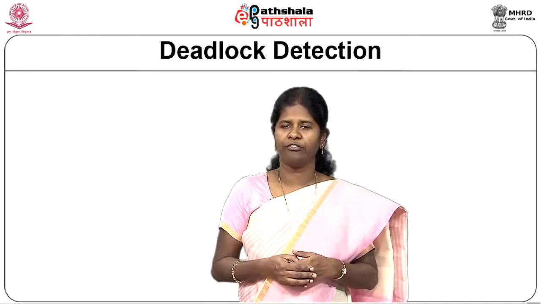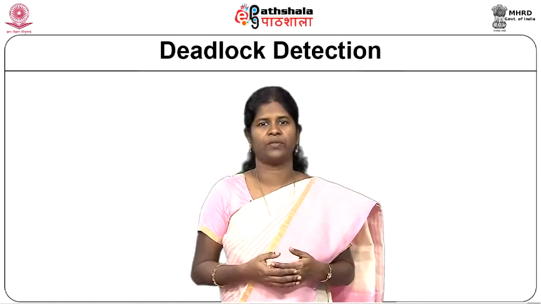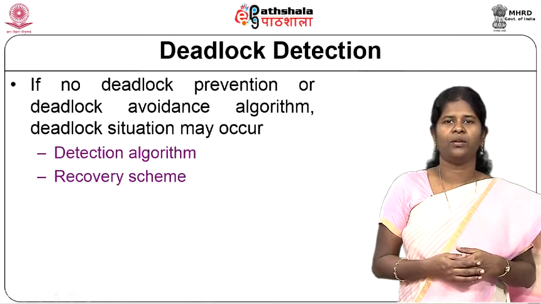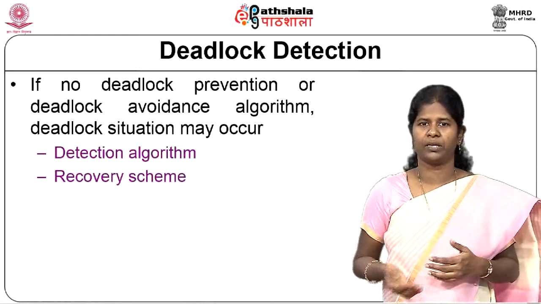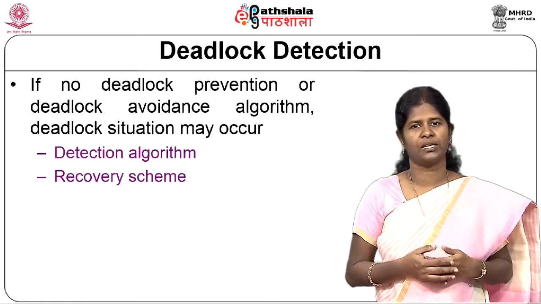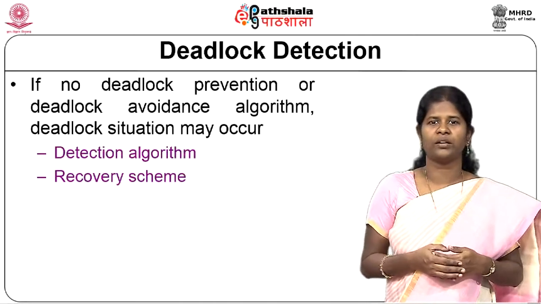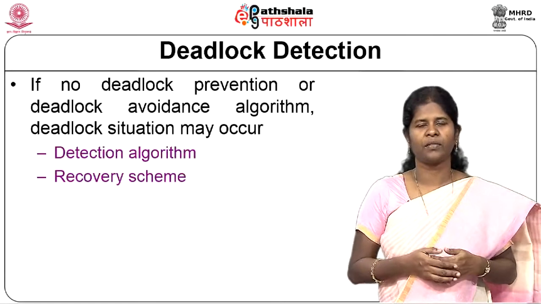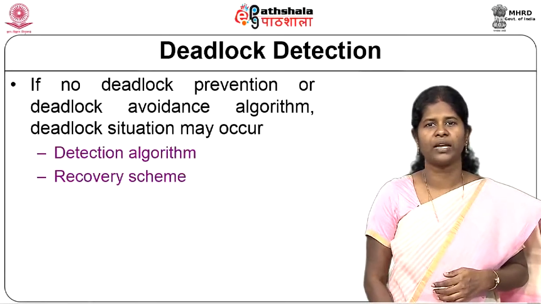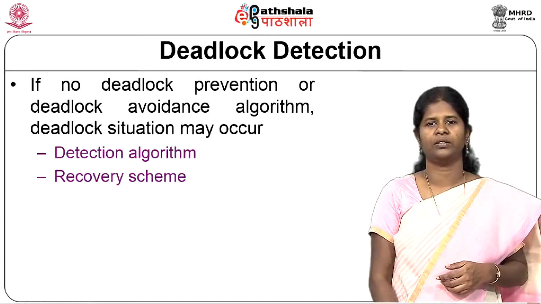And if you are not handling prevention or avoidance of deadlocks, then deadlocks can happen in the system. When deadlock is happening in the system, you need some mechanism to find out if there are deadlocks in the system, and when you find that there are deadlocks, you need mechanisms to recover from them.